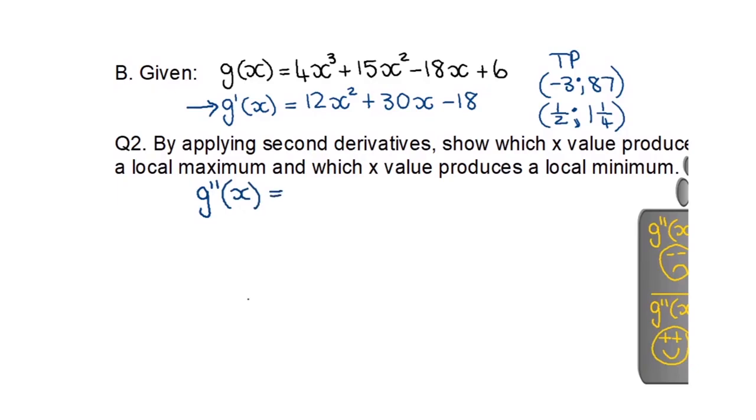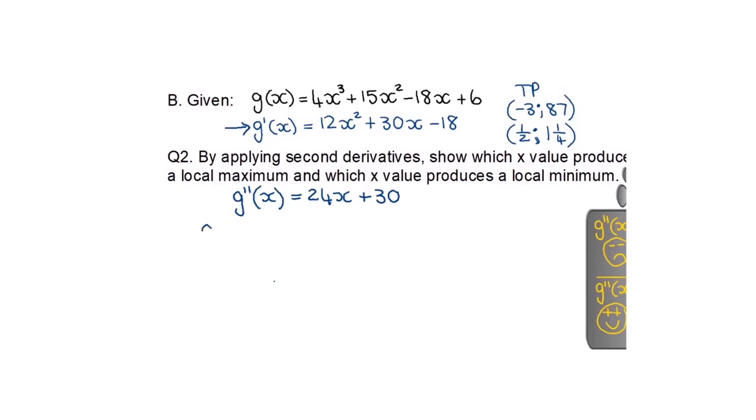I'm going to differentiate each term. If I differentiate this term, I'm going to get 24x plus 30x to the power 0. And then the last term will be just 0, which I don't have to write. I now want to find out, if I replace the x with the -3, which was one x value of the turning point, will this answer come out positive or negative? Because that's going to determine whether it's a local max or min.